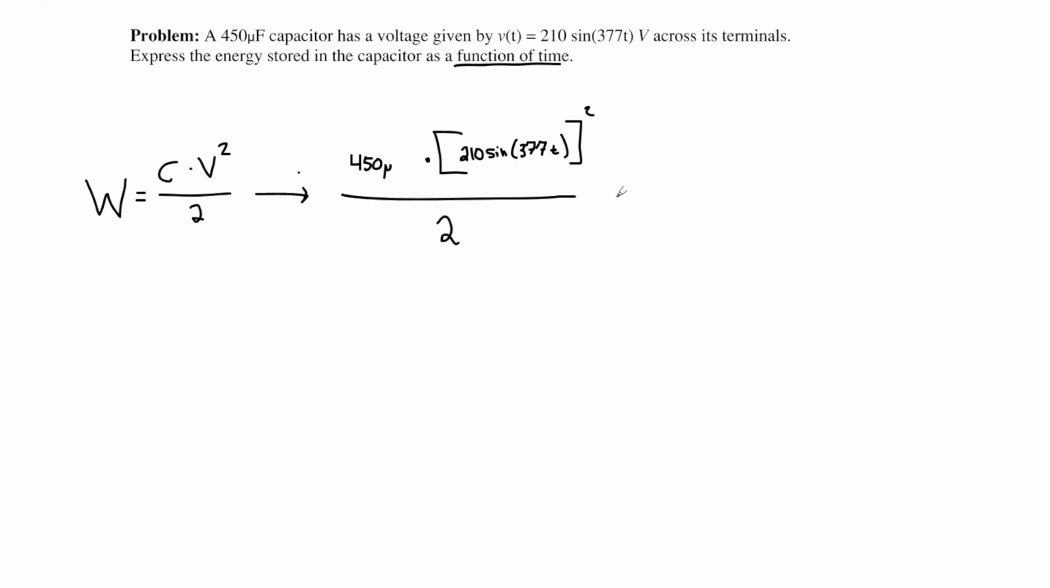Plugging in and solving accordingly, we can determine that our energy, as a function of time, is equal to 9.92 sine squared of 377 t joules.